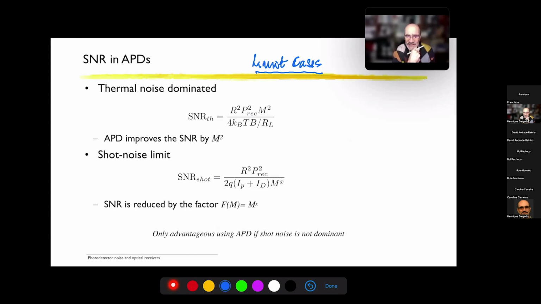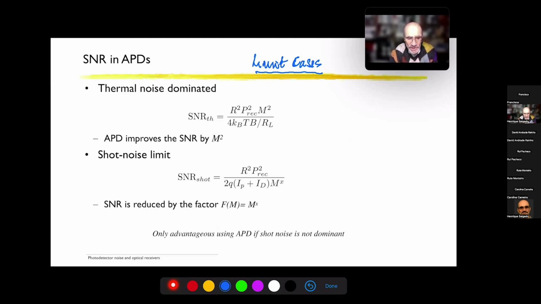Okay, and we see that for an APD, when the thermal noise is dominant, the APD improves the signal to noise ratio, because as we see in this equation, the signal to noise ratio becomes multiplied by the gain of the APD squared. And so there's here clearly an advantage in using an APD photodetector, because it increases the signal-to-noise ratio by the gain that it provides.